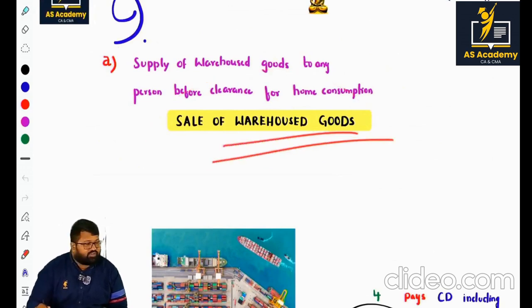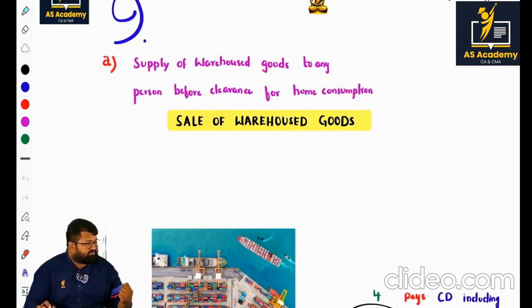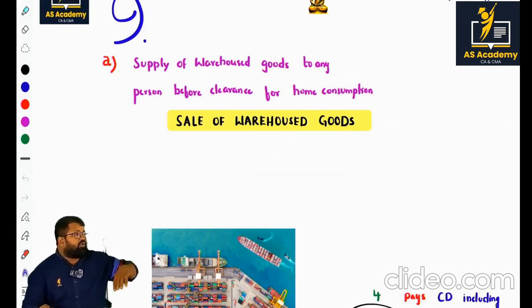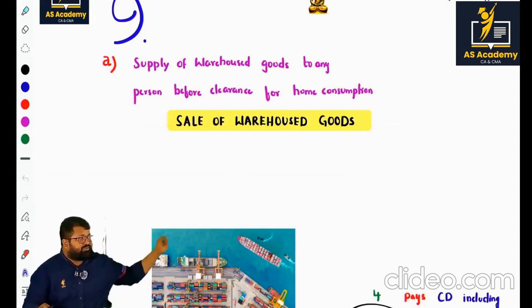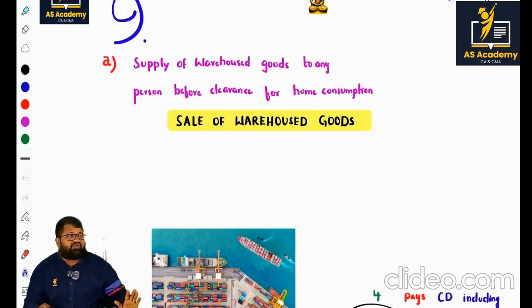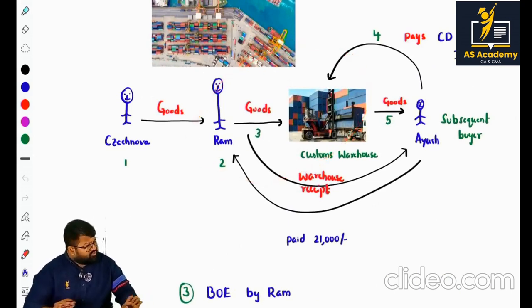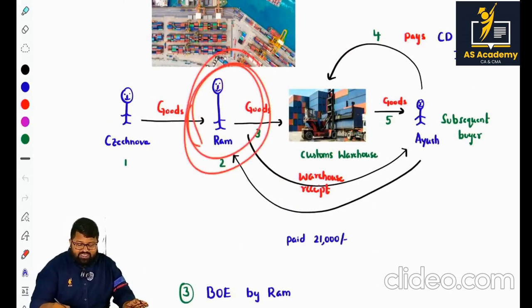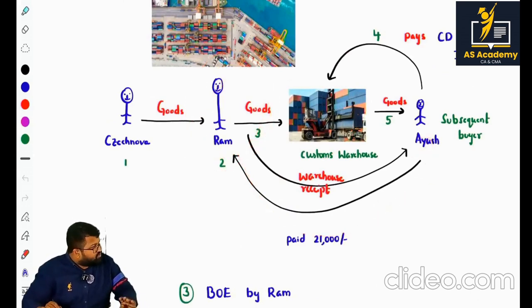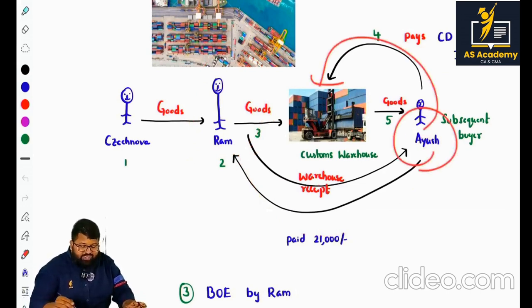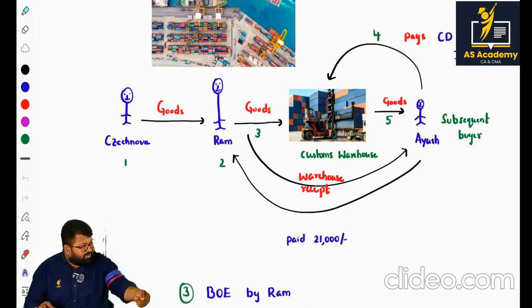What about the next one, supply of warehouse goods to any person before clearance for home consumption. What is this? Warehouse goods. So we are not taking for consumption. We are just storing in the warehouse of customs authorities. Then before taking for home consumption, we are selling the goods to some other person. Okay, that other guy is taking the delivery. Then he will pay IGST and all. Okay. So when I made the storage of goods in there and all, there is no issue at all. But however, if I am selling the same goods to Ayush, then also no GST. But when Ayush is supplying those documents and taking the goods, then GST is applicable.